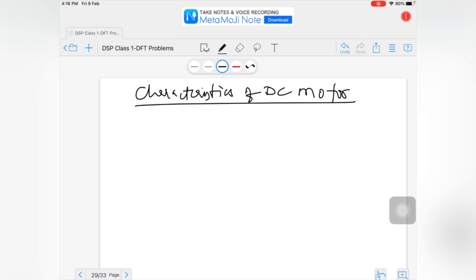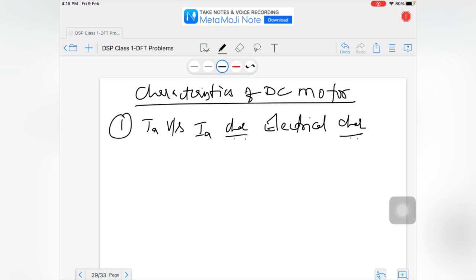There are two characteristics which are called electrical characteristics and one characteristic called mechanical characteristics. First I will take electrical characteristics, that is armature torque versus armature current, that is TA versus Ia. It is also called electrical characteristics.